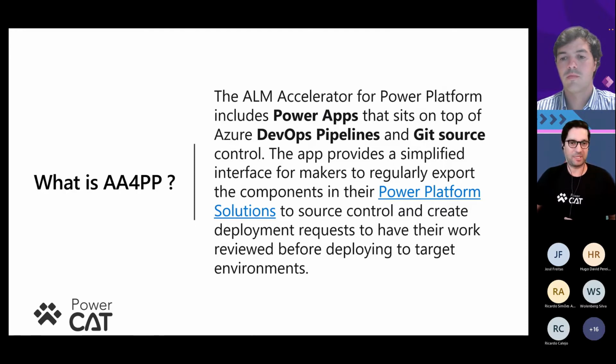So what the ALM Accelerator is, is an easy way to manage all of this. You don't need to think about pipelines. You don't need to think about the Git source or any Git commands. You do everything through a Canvas app.